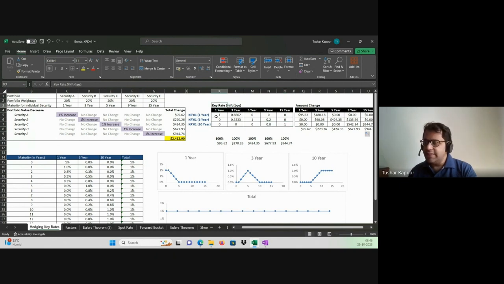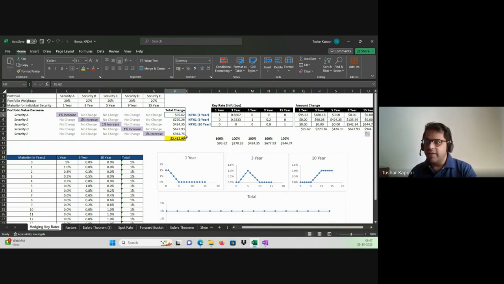So think of it. If there is a key rate shift in 1 year, 1 year and 3 year get impacted. In a 3 year, 3 year, 5 year, and 9 year get impacted. In a 10 year, 9 year and 15 year also get impacted, and that is where these curves look like this, saying this is going to be the impact. Now the point that we have here is how much of this is getting impacted.